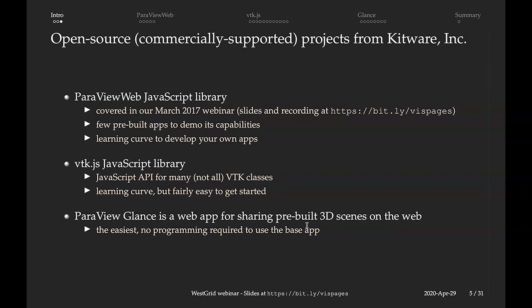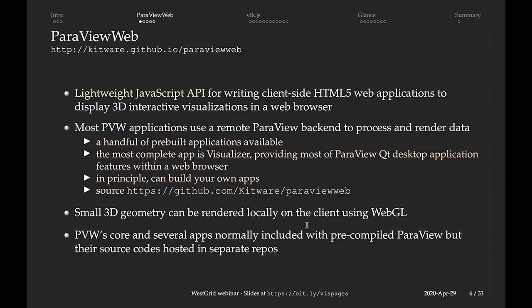And then ParaView Glance is a web app, so there's no programming at all. You just load a web app, and into this web app, you load a visualization, a three-dimensional scene, and then you can view this scene in the web browser, or you can send a link to this scene to anybody else in the world. Let's begin with ParaViewWeb.